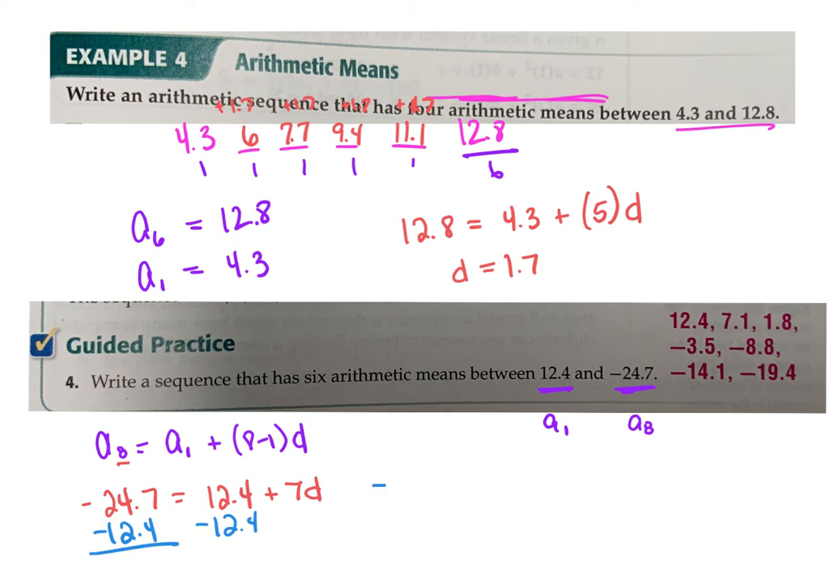And then I'm going to get -37.1, hopefully. And I'm going to divide by 7, which is where I'm going to get my -5.3 as my common difference.